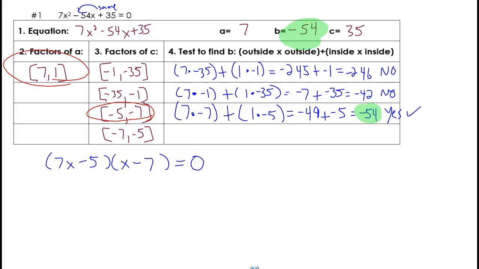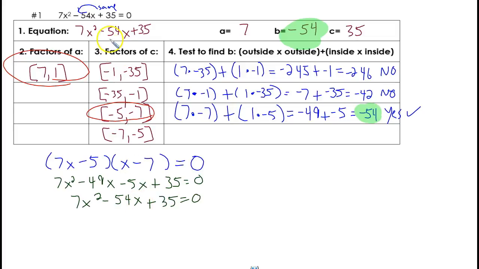Now, it's a good idea, part of this process, to check this. Did we actually get it right? Well, that's 7x squared, 7x times x. 7x times negative 7 is negative 49x. Negative 5x for inside times inside. And the last times the last is positive 35. And when we clean that up, we get 7x squared minus 54x plus 35 equals 0, when you add those two inside terms together.